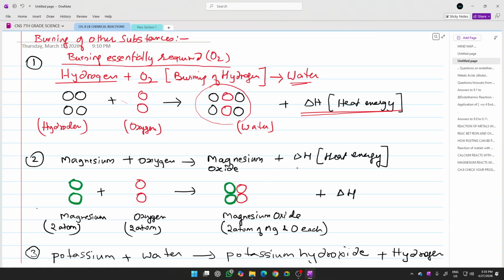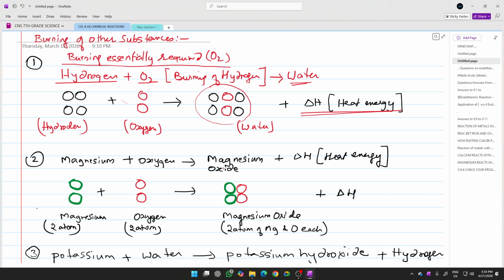And you will have heat energy evolved. So there will be heat energy evolved. So plus delta H I have written. This is how you have to show the chemical reaction in the word form.